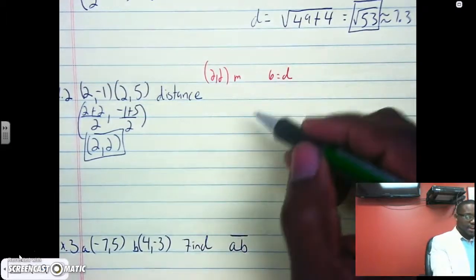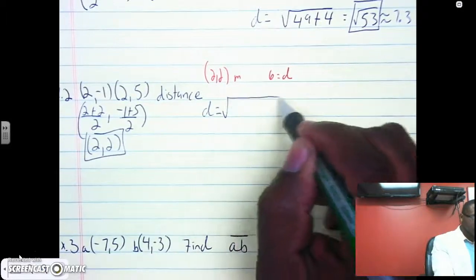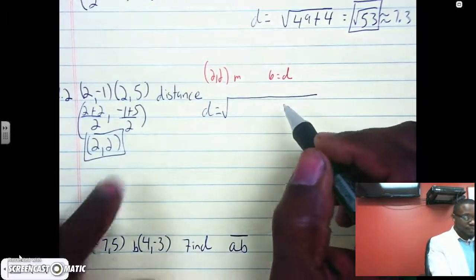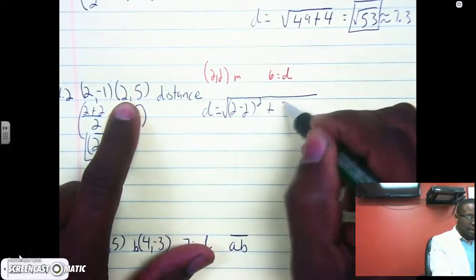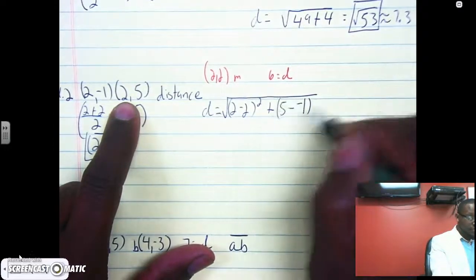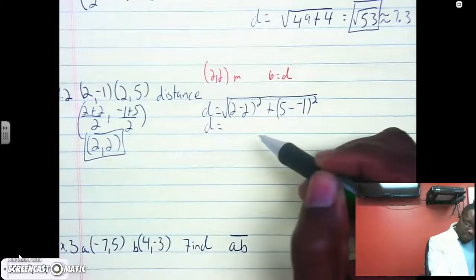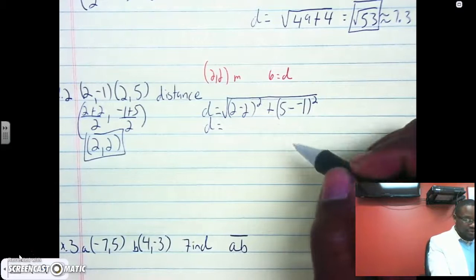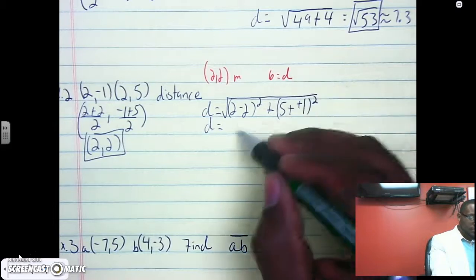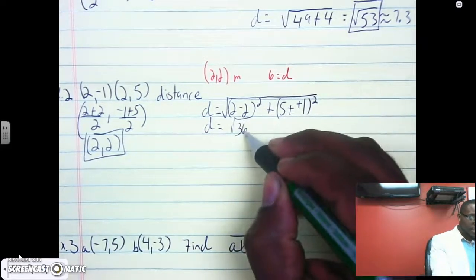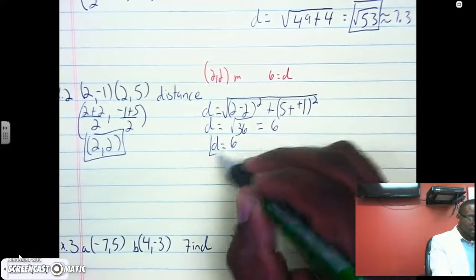Our distance is found by doing d equals the square root of 2 minus 2, squared, plus 5 minus a -1, squared. Be careful with your signs. And so 2 minus 2 is 0, and 0 squared is just 0. 5 minus a -1 becomes plus 1, which is 6, squared, the square root of 36, which equals 6. So our distance is also 6, based on our picture.